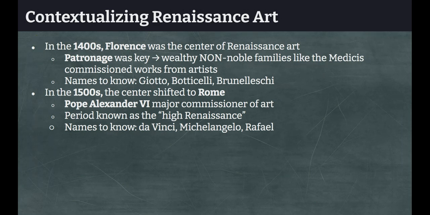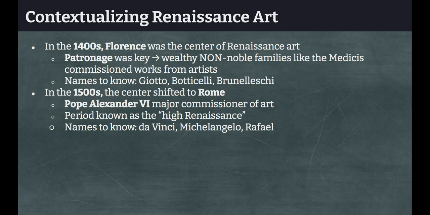All right, so let's do some contextualization again. Let's talk about the political and social context in which Renaissance art emerged. In the 1400s, Florence was the center of Renaissance art. And remember, the family that we associate with Florence is the Medicis, that wealthy non-noble family. No king gave them a title, no king gave them land. They became wealthy and powerful through their own actions. This family was very important because they played a really important role in not only commissioning scholarship, the works of those philosophers we talked about last lecture, but also in commissioning art. Some of the key artists from this time are Giotto, Botticelli, who is my favorite Renaissance artist, and Brunelleschi, who was also an architect.